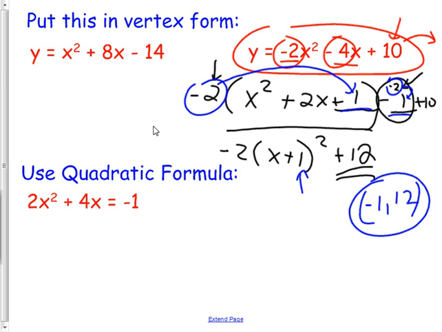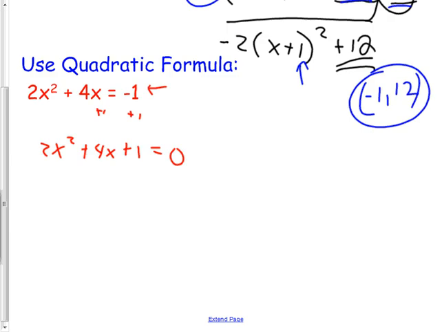Use the quadratic formula. Well, you can't yet. Why not? There's a negative 1 over there, and it's supposed to be what over there? 0. So I need to add 1 to both sides. And then I'll have 2x squared plus 4x plus 1 equals 0. Now that it's equal to 0, now try it.